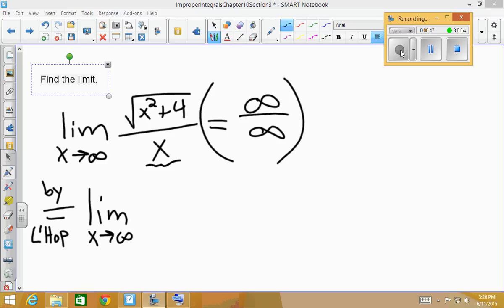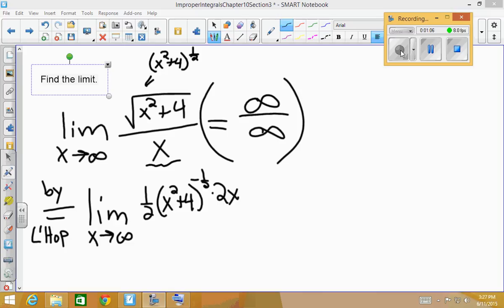The square root of x squared plus 4 is the same as x squared plus 4 to the 1/2 power. So when you take the derivative, you get 1/2 x squared plus 4 to the negative 1/2 times 2x. Because of the chain rule, you have to multiply by the derivative of x squared plus 4, and that's where the 2x comes from, divided by the derivative of the denominator, which is 1.